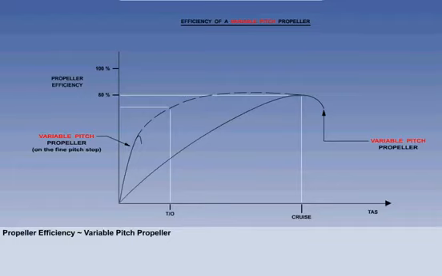The mechanism that changes the blade angle in flight was fully explained during your study of piston engines and will not be repeated here. The variable pitch propeller will be discussed in detail in the next lesson.